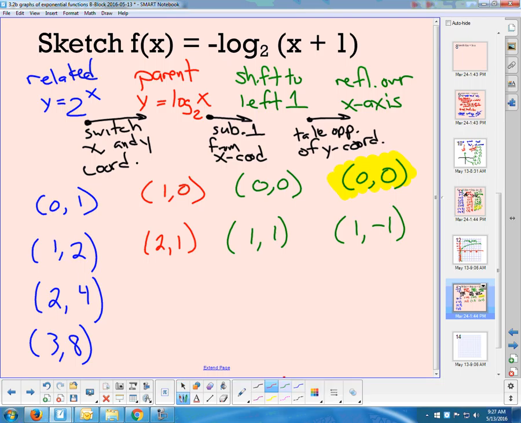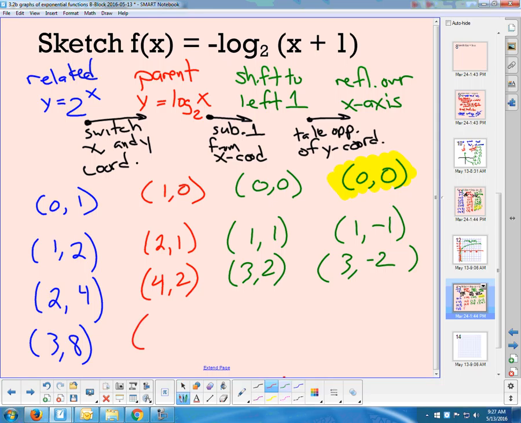For the point 2, 4, switching the coordinates gives me 4, 2. Shifting to the left 1 would be to subtract 1 from the x-coordinate. So my x-coordinate would become 3. My y-coordinate would stay 2. To reflect over the x-axis, I take the opposite of the y-coordinate.